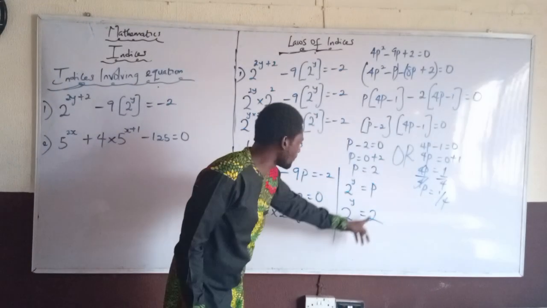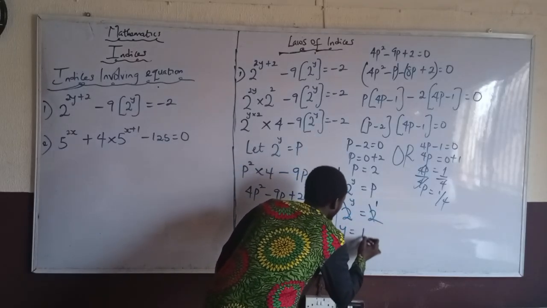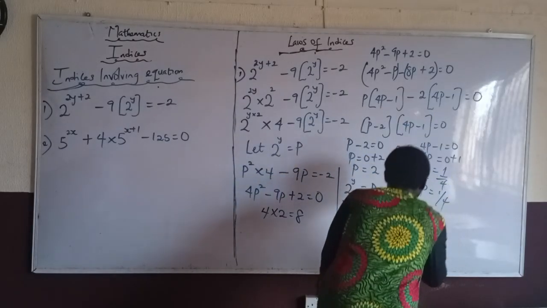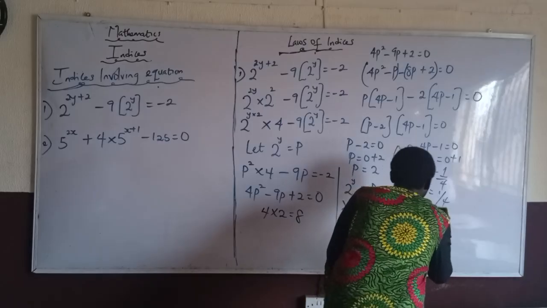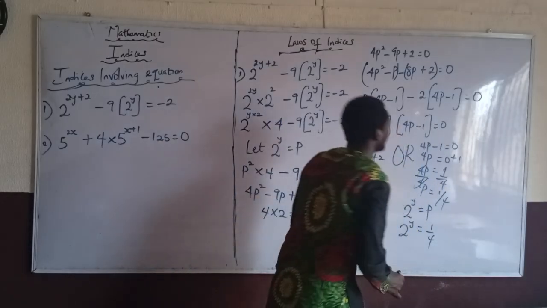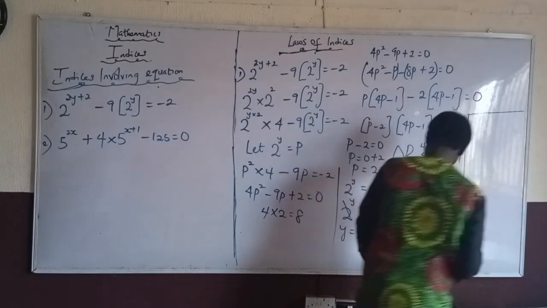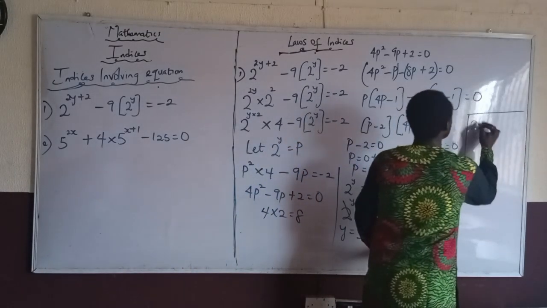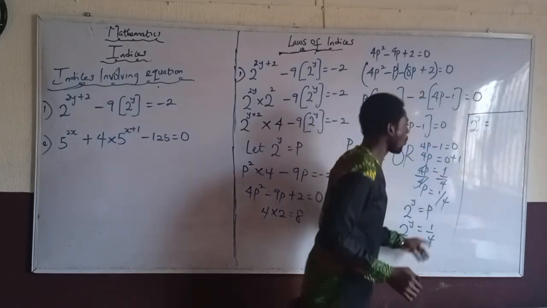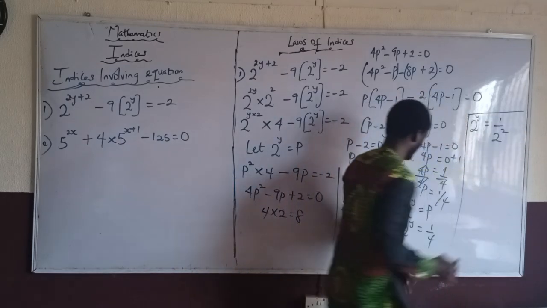Now, I have a visible one here. I'll put this here. 2 cancels 2, y equals what? 1. Then here becomes 2 raised power y equals p. That is 2 raised power y equals 1 over 4. So let me have it here. So here becomes 2 raised power y equals 1 over 4, which becomes 1 over 2 raised power 2.